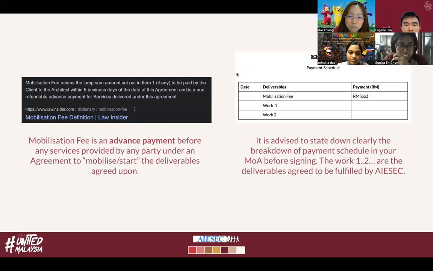So the mobilization fee is an advance payment. As I said, it's like a deposit, and it's provided by any party under the agreement to start the deliverables that we already agreed on. The deliverables you will be familiar with are the activities or the things that you're going to be providing to a partner and the things that the partner is going to provide to you.